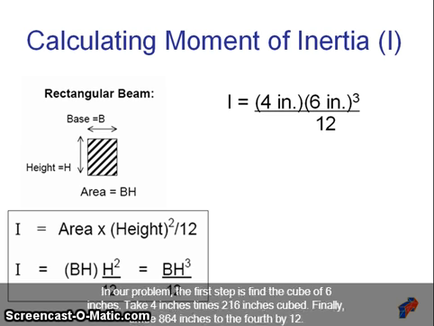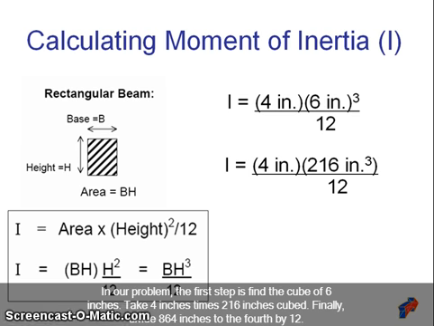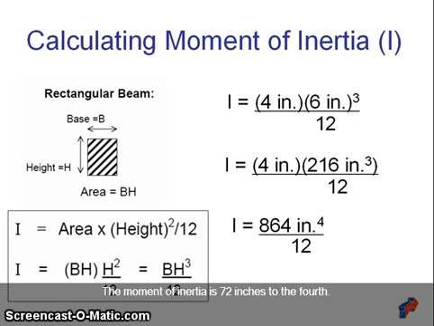In our problem, the first step is to find the cube of 6 inches. Take 4 inches times 216 inches cubed. Finally, divide 864 inches to the 4th by 12. The moment of inertia is 72 inches to the 4th.